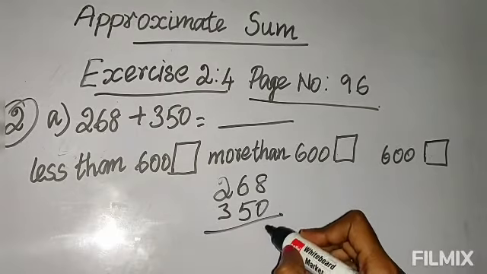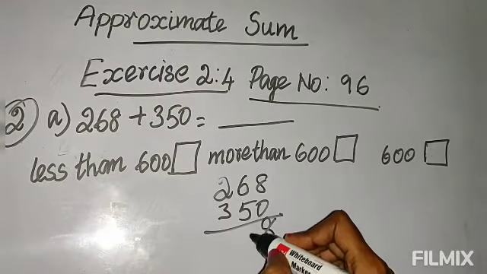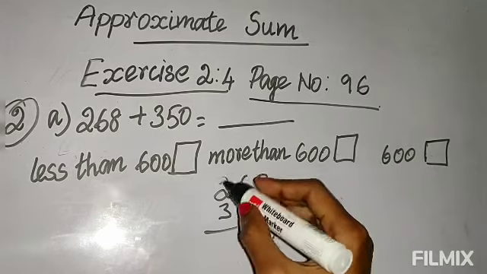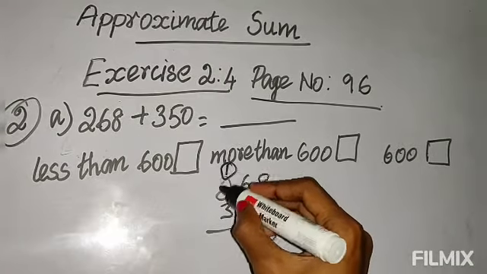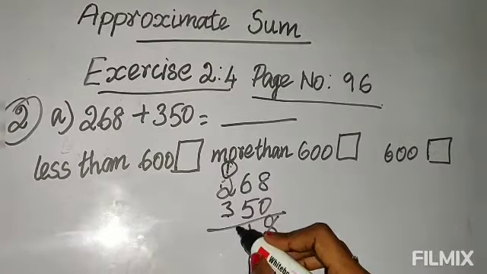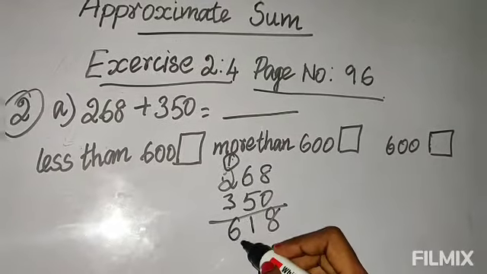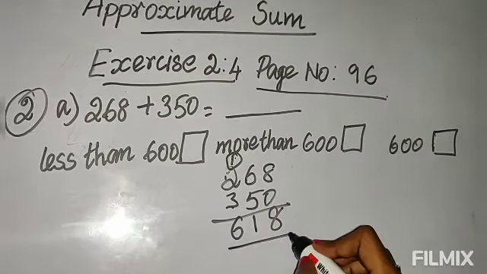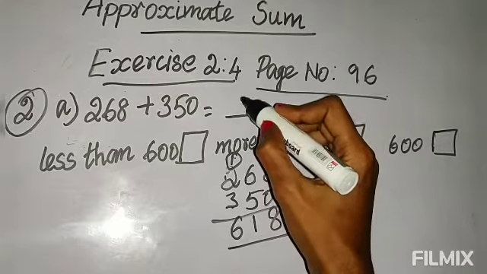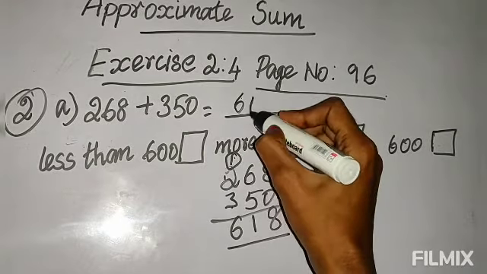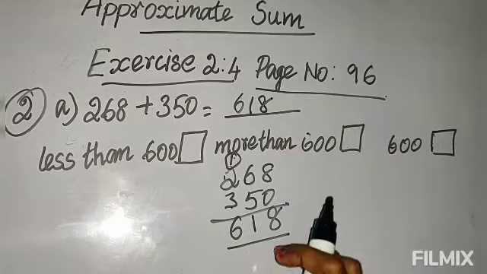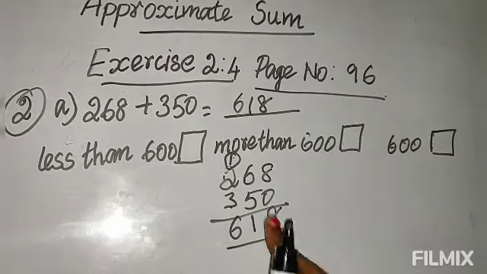8 plus 0, 8. 6 plus 5, 11. In 11, 1 you will write, and 1 you will carry here. So 2 plus 1, 3. 3 plus 3, 6. So you have got 618. This is the actual sum, so that you have to fill in this blank.